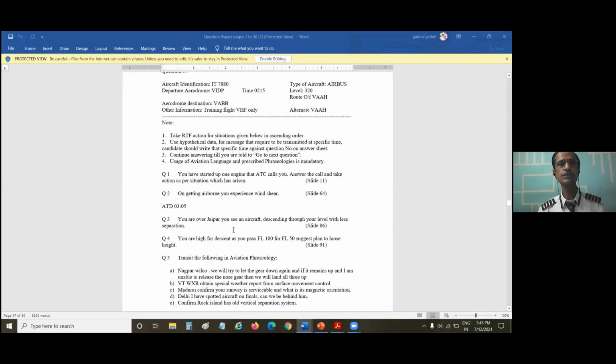Okay, you are over Jaipur and you see an aircraft descending through your level with less separation. You must tell the ATC about this, because you were given FIC ATC numbers and we are told that you are very safe when you pass through this desired route segment. Then how come the other aircraft was there? Okay, you are valid because you are having FIC ADC number. Then how come that aircraft unknowingly is right in front of you, somewhere very close to you? So you must report this matter to the ATC immediately, because this is not something which is normal. It's something very abnormal to happen.